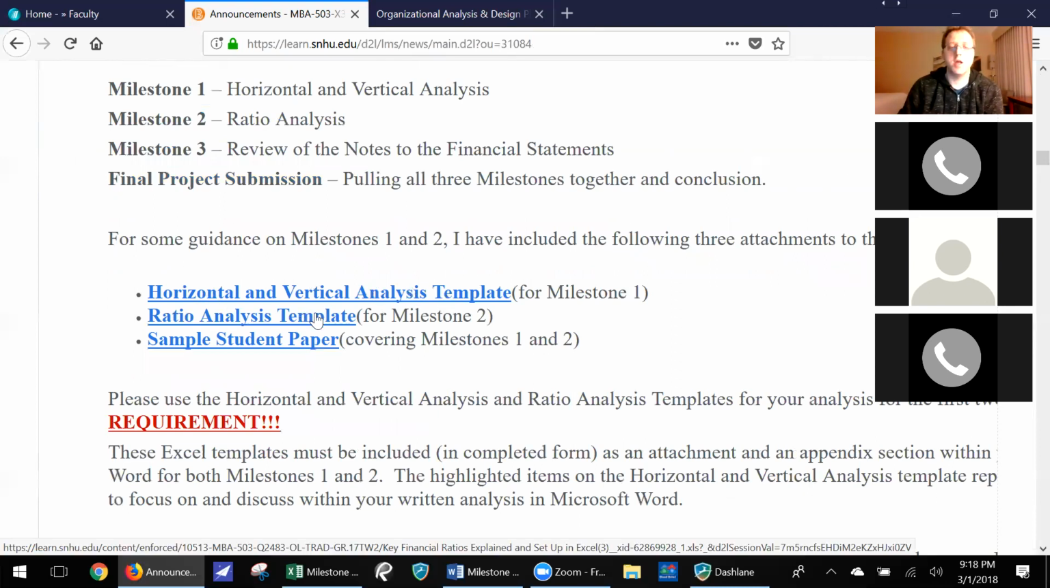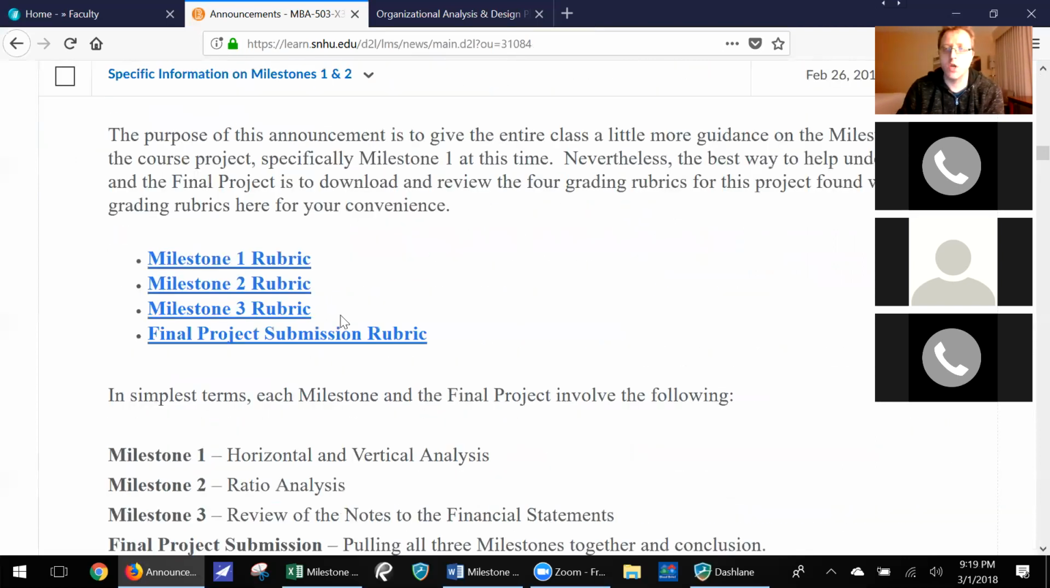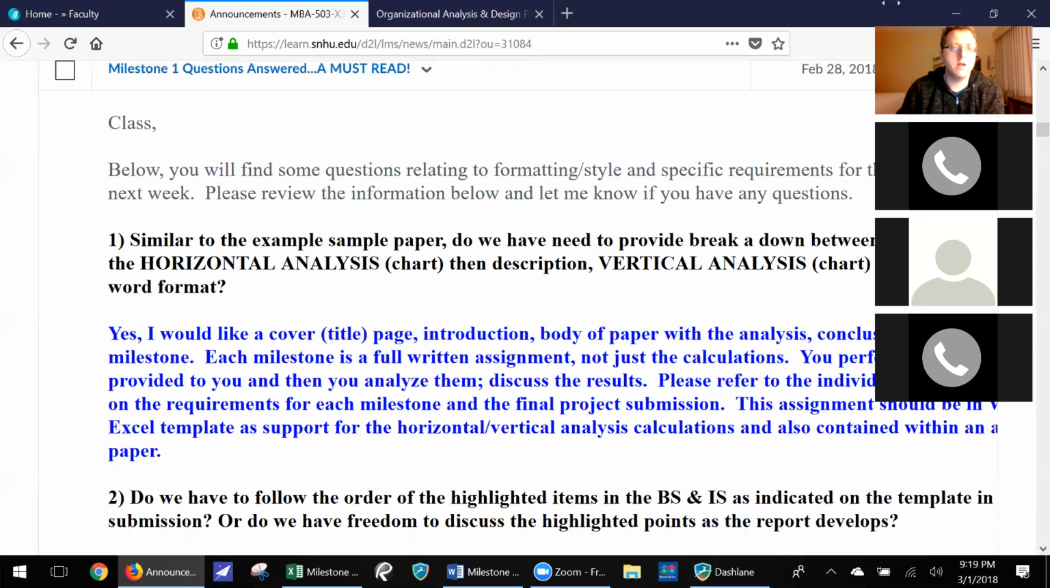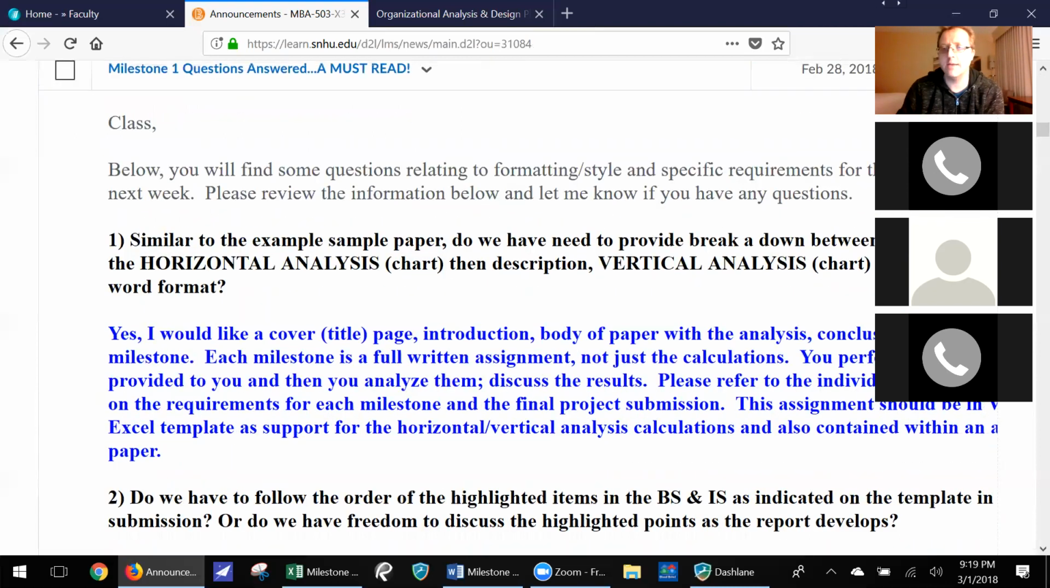It's also got the same thing for Milestone 2, and it's got a sample student paper. This is a different student paper that's more focused toward Milestone 2 than Milestone 1. You can either look at that now or later, depending on what you want to do. Also, I added another announcement called Milestone 1 Questions Answered. These are typical questions that I get every term, so make sure you check it out to see what the responses are. Usually it's about formatting, typically.